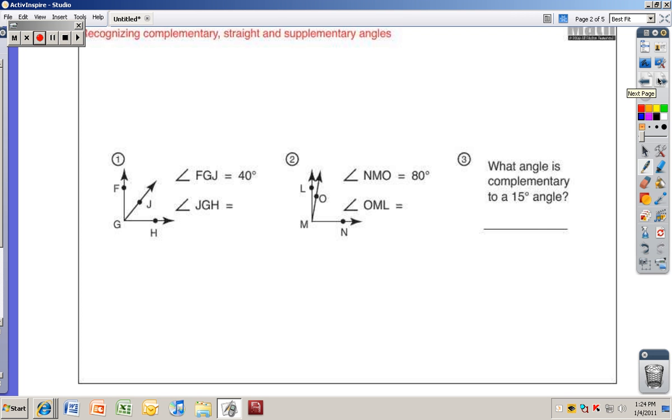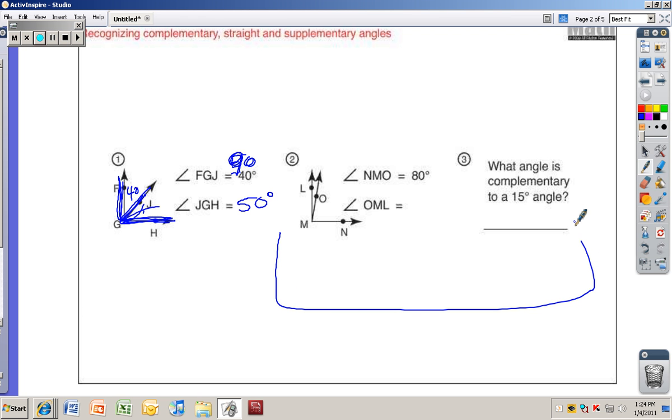Okay, so here are three problems having to do with complementary angles. Number one, FGJ, right there, is equal to 40 degrees. They want to know what JGH is equal to. That's this angle here. Well, if they're complementary, that means that together they total 90 degrees. So 90 minus 40 is equal to 50. So the other angle is equal to 50 degrees. Okay, go ahead and solve 2 and 3. Turn the video back on when you're ready to see the solution.